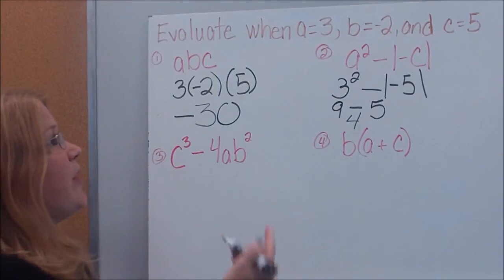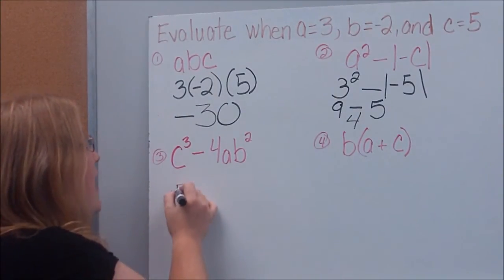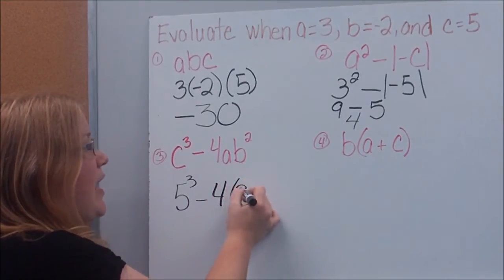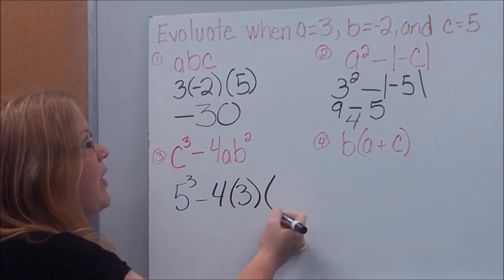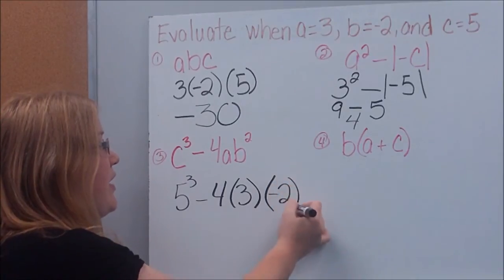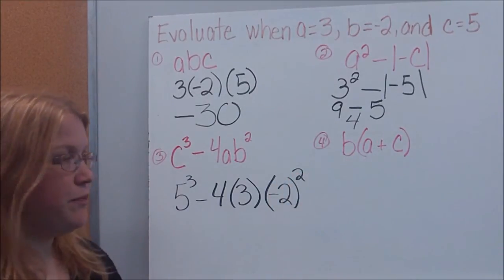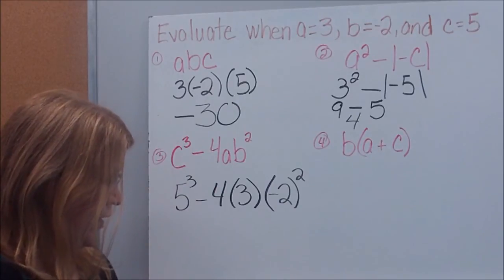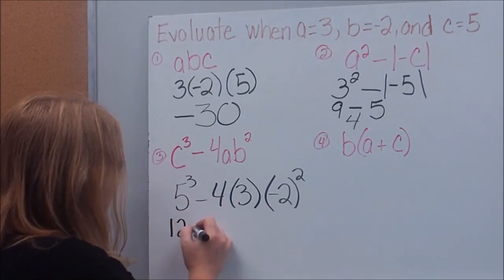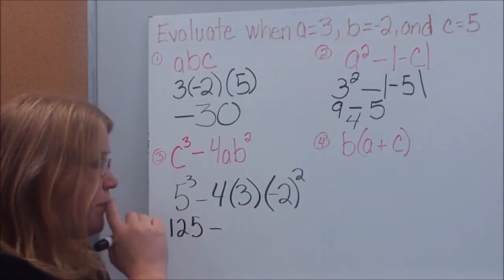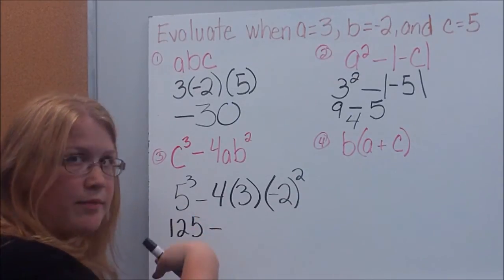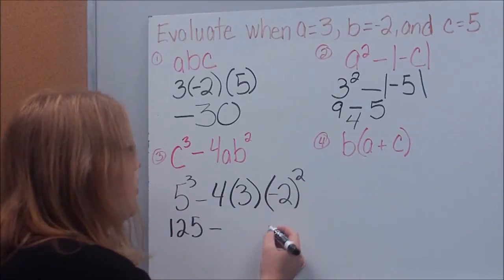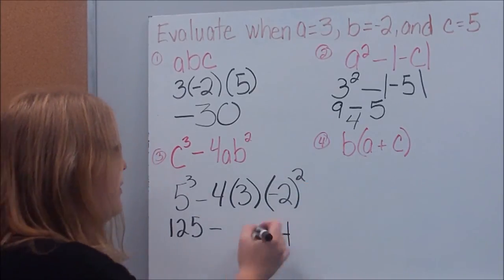So again, just remember, plug them in. C is 5. 5 cubed minus 4 times a, which is 3, and b squared, which is negative 2 squared. This one I might use calculator for. 5 cubed gives us 125. Remember, we want to do our exponents first, following order of operation. Negative 2 squared is going to give me a positive 4.